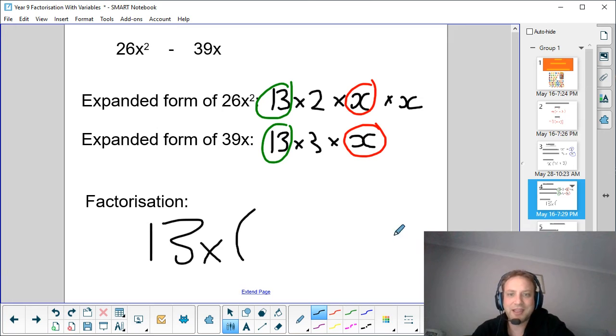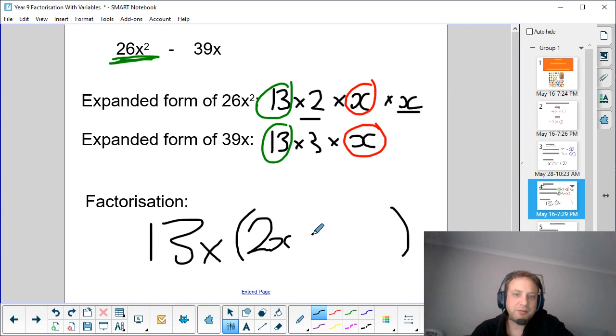And then we just have to think about what's left over when I divide each thing by 13x. So I'm going to divide this by 13x first. 26 divided by 13 makes 2, and there were a couple of x's in this one. There was x squared, and I got rid of one of them, so I've still got an x left over, right? It's these two things here, the ones I didn't circle. And 39x, or I better put a minus, right? Because it was negative. 39 divided by 13 is 3, and there was an x, but I factorized it out, so there isn't an x there anymore.